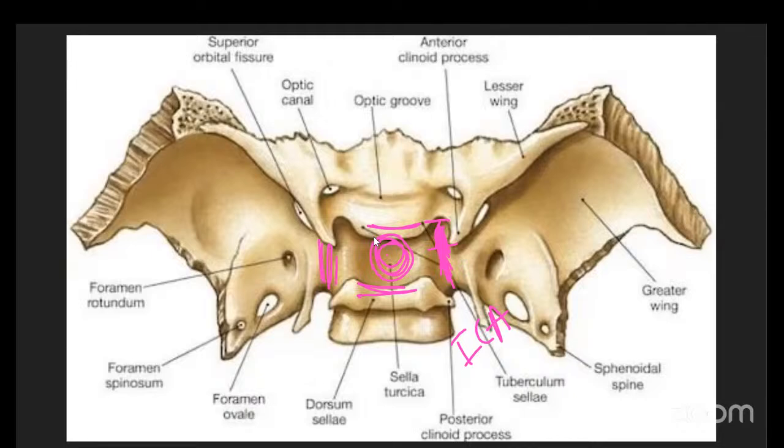On the lateral sides, we also have the cavernous sinuses, in which we have the cavernous ICA, along with cranial nerves 3, 4, 6, and V1. So all these nerves and the ICA are running in the cavernous sinuses. On the lateral side, we have these. This is the clivus here.